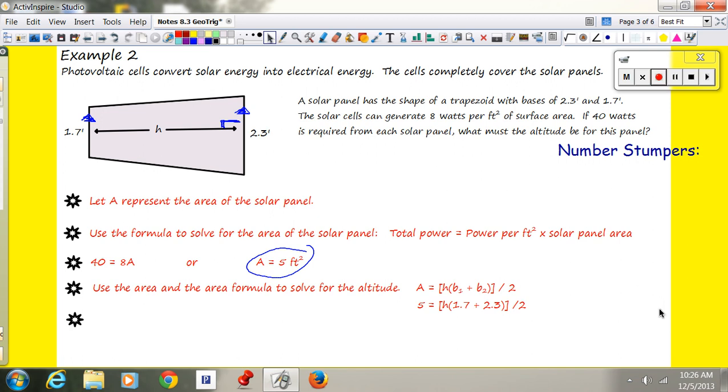What's the first thing I would need to do to solve that? What would be the first step in solving? Multiply both sides by 2 so that I can get rid of this dividing by 2. I don't want the dividing. So that's what I did here. I multiplied both sides by 2, and I got 10 because 5 times 2 is 10. The 2's canceled out. I added these two together and got 4 times h, so 4h. And then I divided by 4.